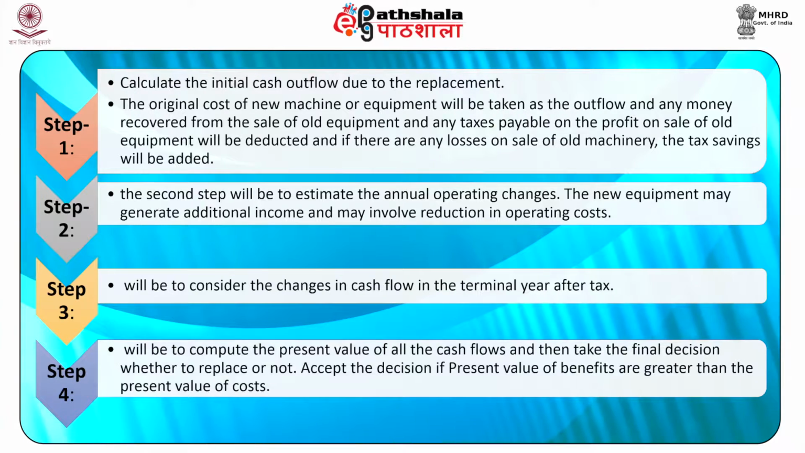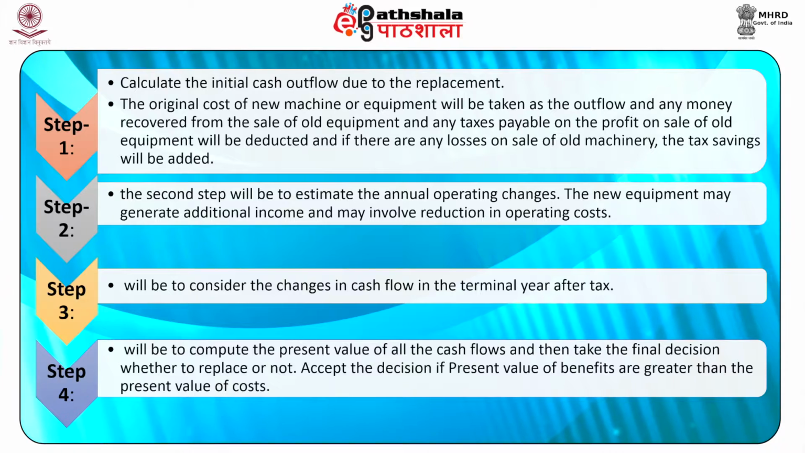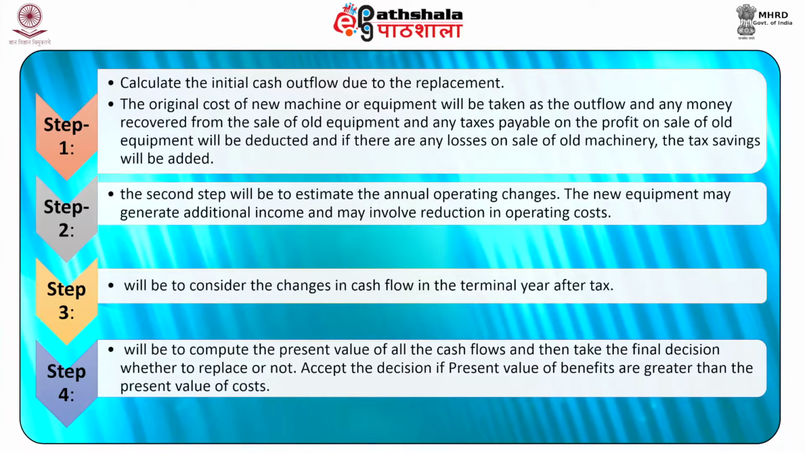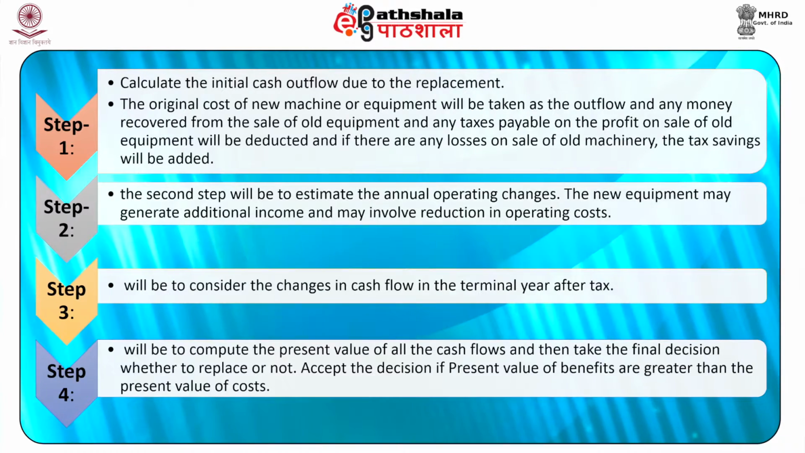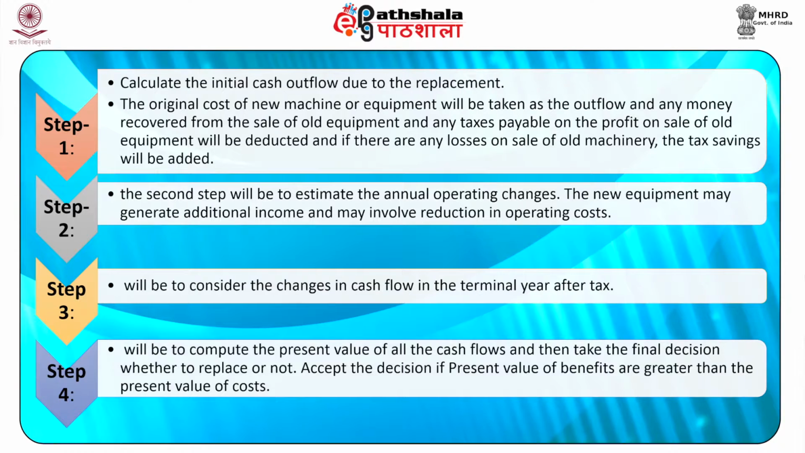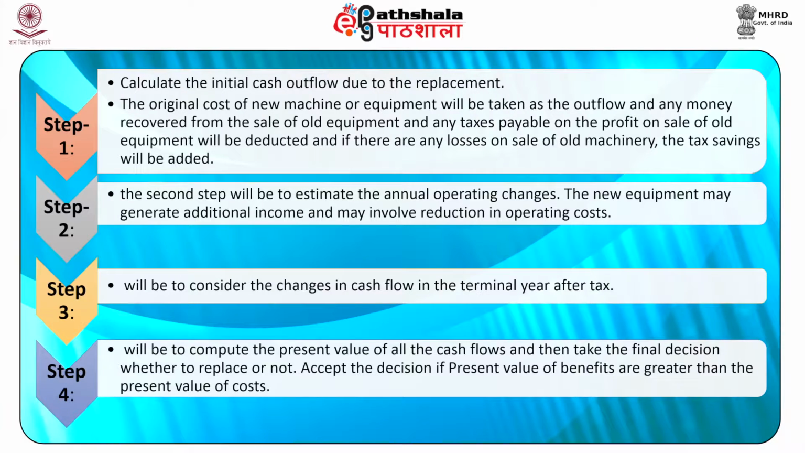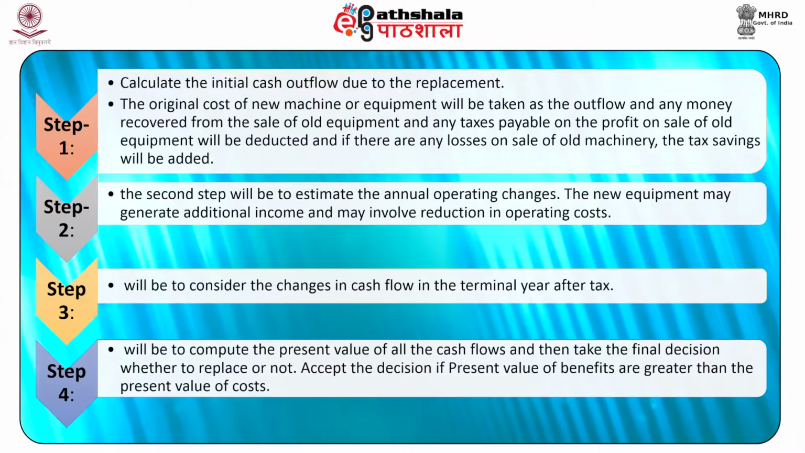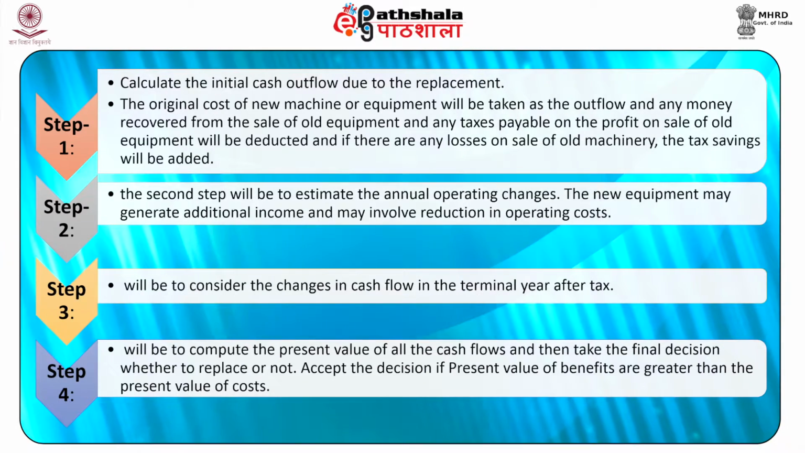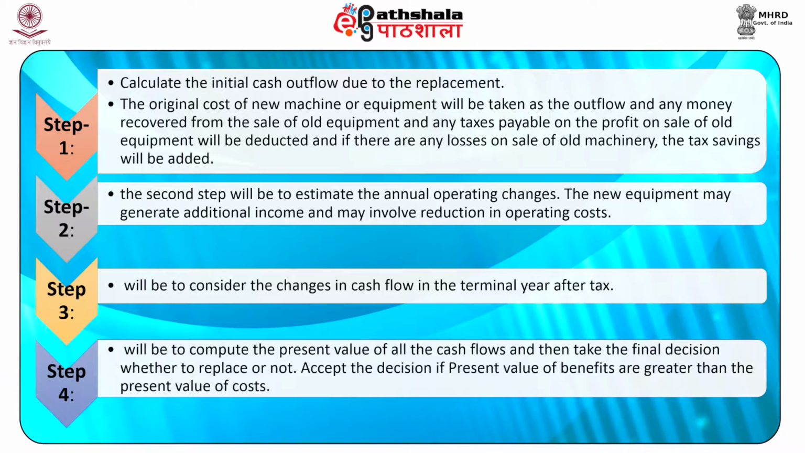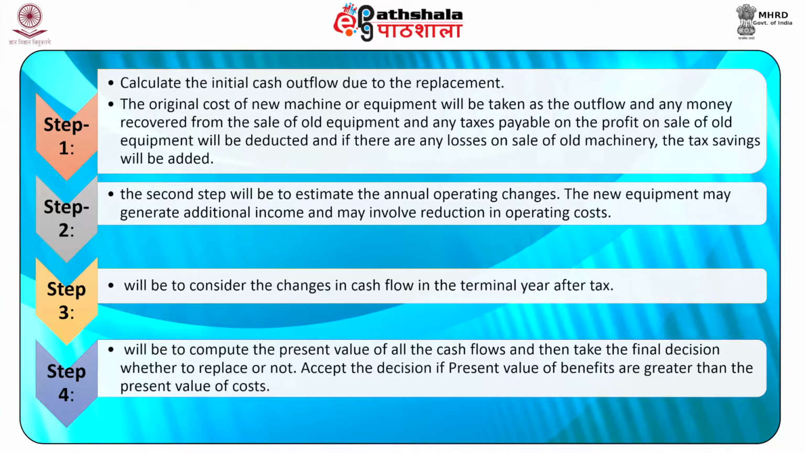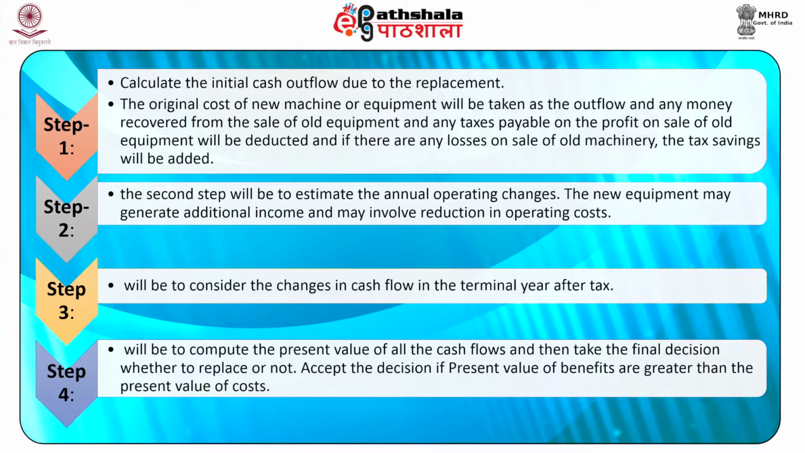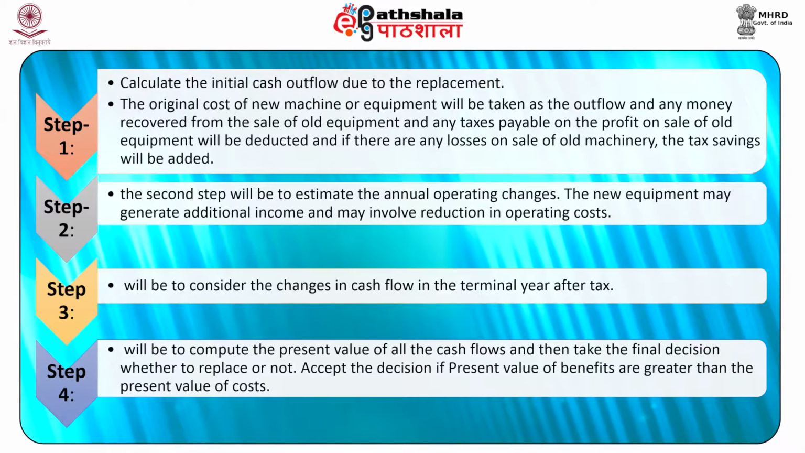Step 2. The second step will be to estimate the annual operating changes. The new equipment may generate additional income and may involve reduction in operating cost. This should be treated as inflows after adjusting for taxes. Further, while calculating operating incomes, the changes of depreciation after tax should also be considered.